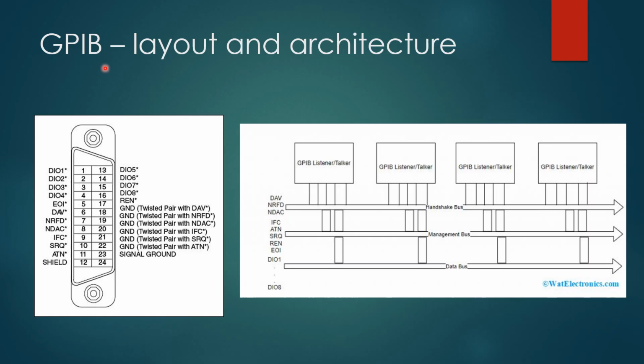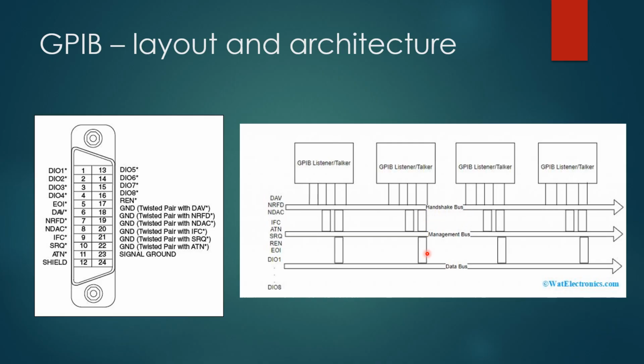And the second thing is GPIB, where GPIB's layout is here. It is a 24 pin layout, which includes data inputs and outputs. So we have digital data inputs as well as outputs collected here. And apart from that, it has multiple features corresponding to handshaking. For handshaking, it has three buses available.